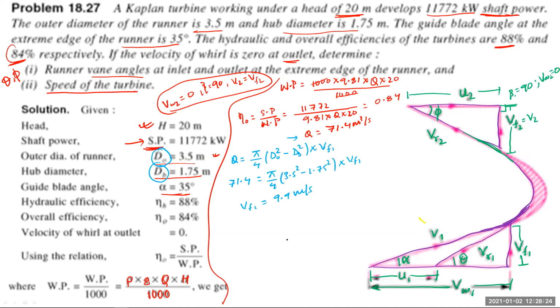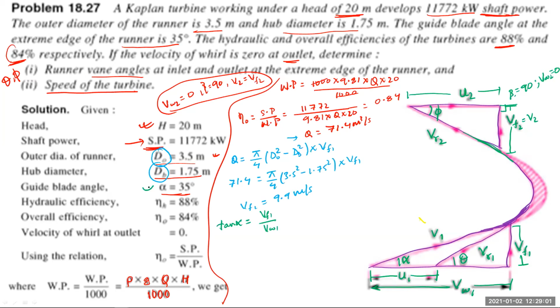Okay, so after this, we have obtained the value of VF1. Now I need to find out the value of theta. For that, let's move ahead. As per the given data, I can write tan alpha from this triangle, perpendicular by base, VF1 divided by VW1.